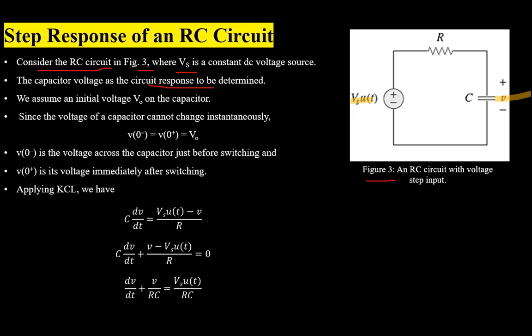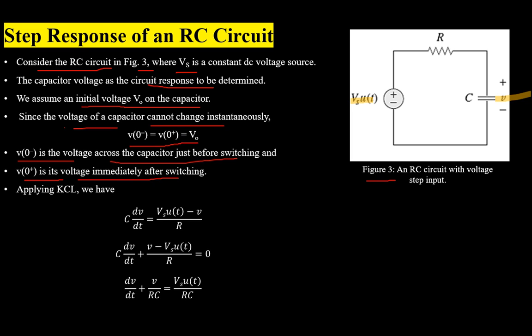And for this we will make the assumption that the initial voltage stored across the capacitor will be V naught. And the voltage across a capacitor cannot change instantaneously, so the voltage across the capacitor at the instant before and after applying the source voltage will be the same and is represented by V naught. Here V of 0 negative is the voltage across the capacitor before switching, and V of 0 positive is the voltage across the capacitor after the switching.